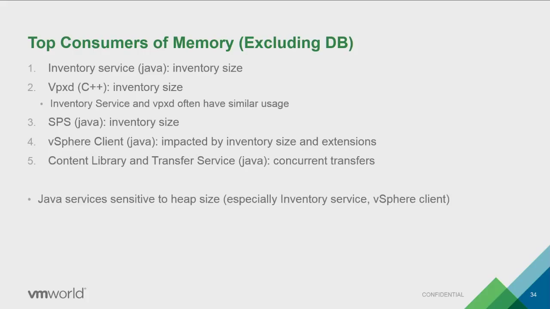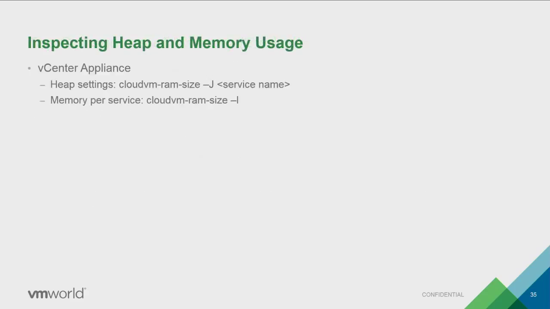Now, for the ones that are Java services on this page, everything except for VPXD, their performance is critically dependent upon their heap size. And luckily in 6.0, we've made that a lot easier to deal with. So if, for the sake of argument, you want to look at the heap size, I'm going to go through this for the appliance and then I'm going to go over it in Windows. And luckily they're exactly the same. If you want to inspect the heap settings, I give you the command right there: cloudvm-ram-size -J and the service name. Again, you're going to get copies of these slides later so you don't have to hurriedly write it down. So that's the heap settings for a given service.